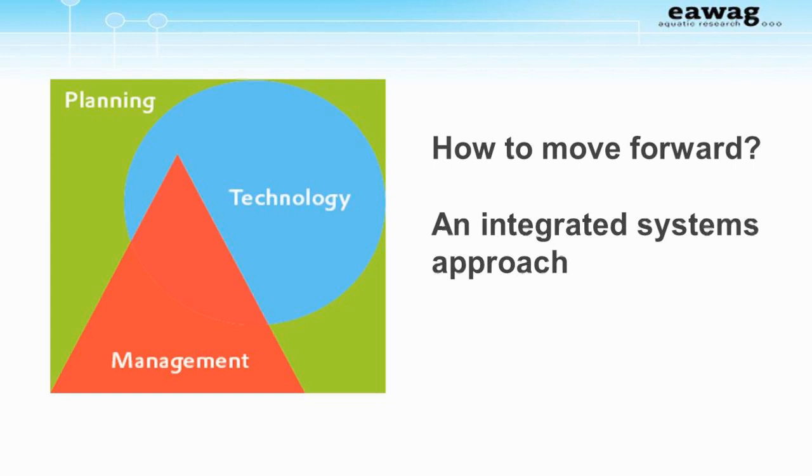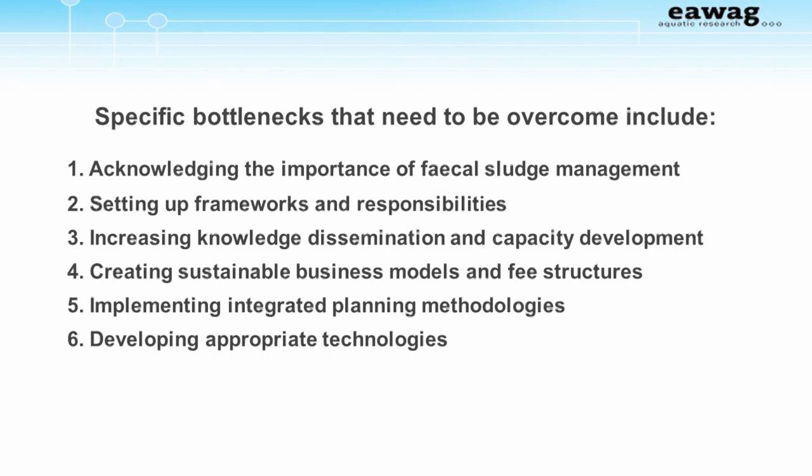The way forward to finding sustainable future solutions for fecal sludge management, including overcoming bottlenecks at the crossroads of planning, management, and technology, all of which you will hear about in future lectures, presentations, and case studies. As discussed in more detail in Chapter 18, specific bottlenecks that need to be overcome include acknowledging the importance of fecal sludge management, setting up frameworks and responsibilities, increasing knowledge dissemination and capacity development, creating sustainable business models and fee structures, implementing integrated planning methodologies, and developing appropriate technologies.